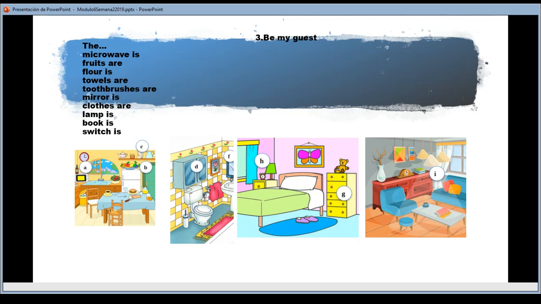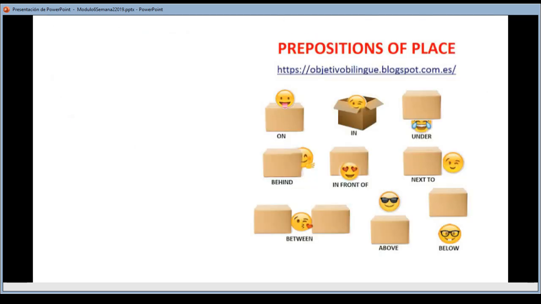So the very first thing then is to identify the objects. The microwave is, the fruits are, the floor is, the towels are, the toothbrushes are, the mirror is, the clothes are, the lamp is, the book is, the switch is. Then, once I have this list, I need some other words that I can use to locate or to find the location of these objects in relation to other objects. Which words are these? These are called prepositions of place.